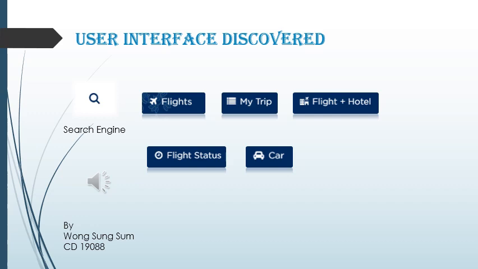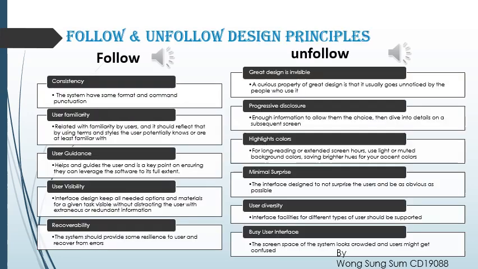The user interfaces discovered are search engine, flight, my trip, flight and hotel, flight status, and car. The followed design principles are shown as below. Firstly, great design is invisible. A curious property of great design is that it usually goes unnoticed by the people who use it.